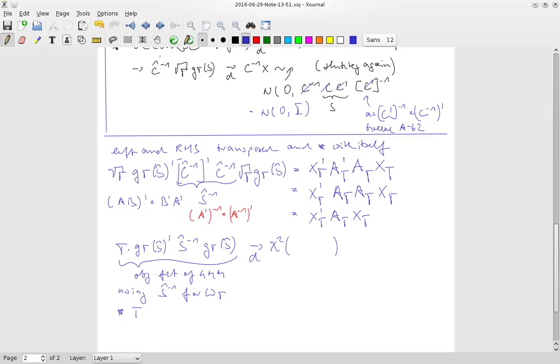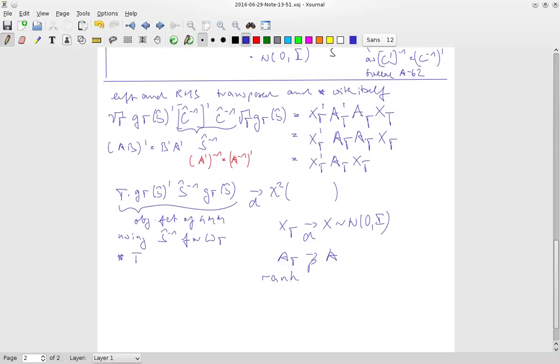Now what we get is we have this convergence, maybe write it here, of X_T to this matrix, call it X, which is distributed normal with mean 0 and identity matrix, right? And A_T was converging in probability to this matrix A. Now note that A sub T, that's a matrix which has the rank n minus k, right?